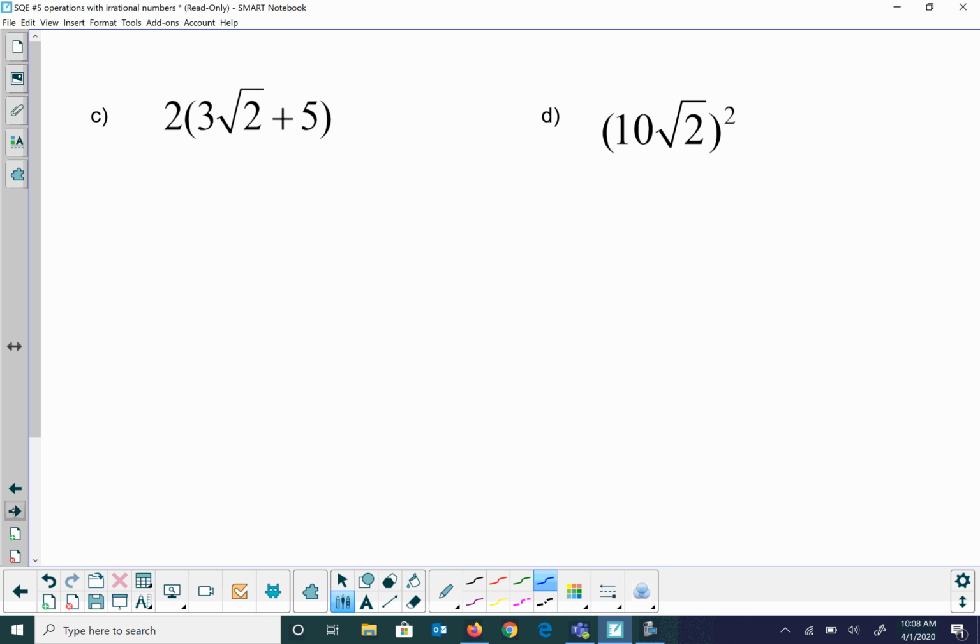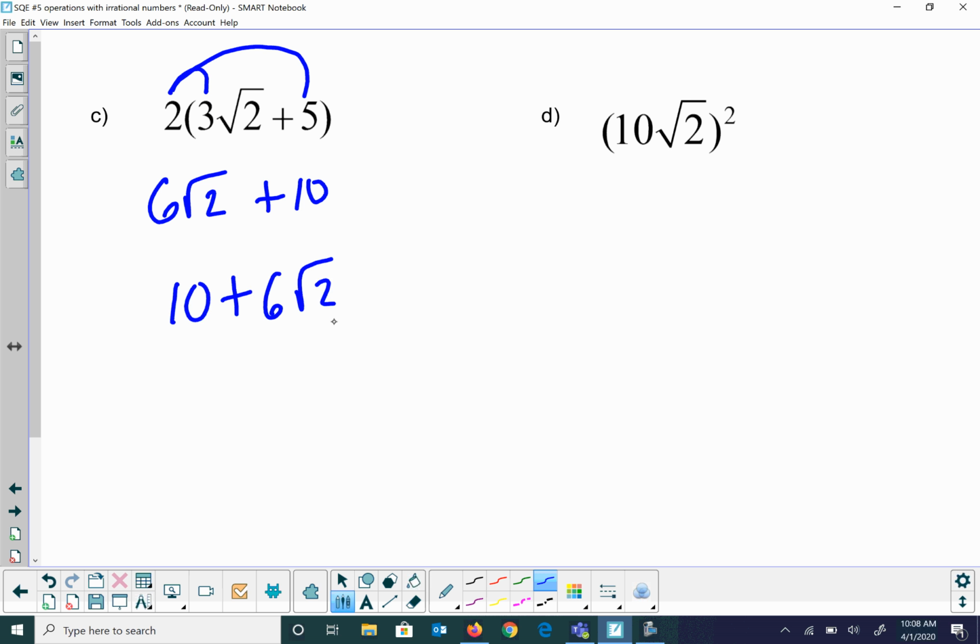Okay, next one we're just going to distribute over. So we can multiply outside to outside. So 2 times 3 is 6, and then the root 2 comes along for it. And then 2 times 5 is 10. Now I think that answer is fine, but some people might want to have the answer like this. And I think they're both correct, but just be aware it can be written either way, just as long as the signs and the radicals stay together.